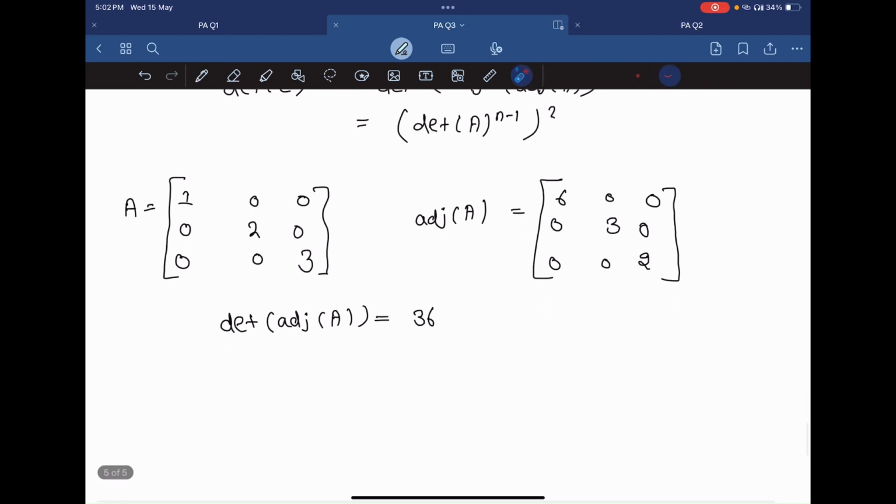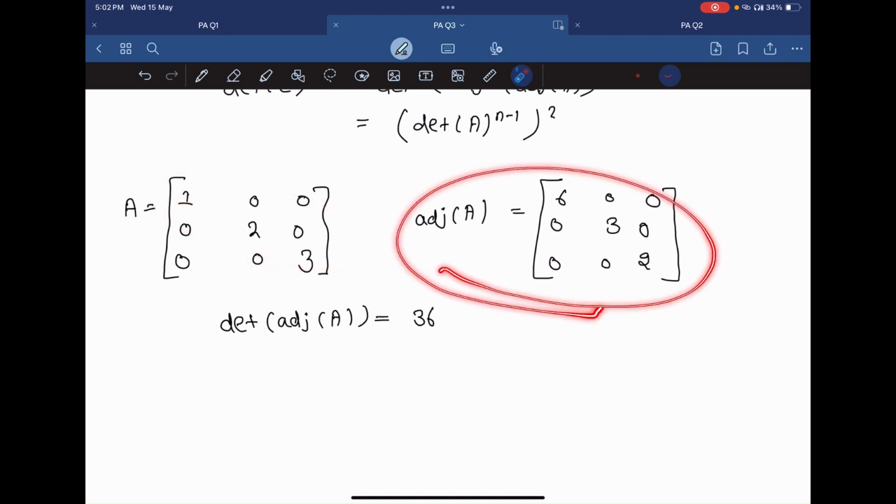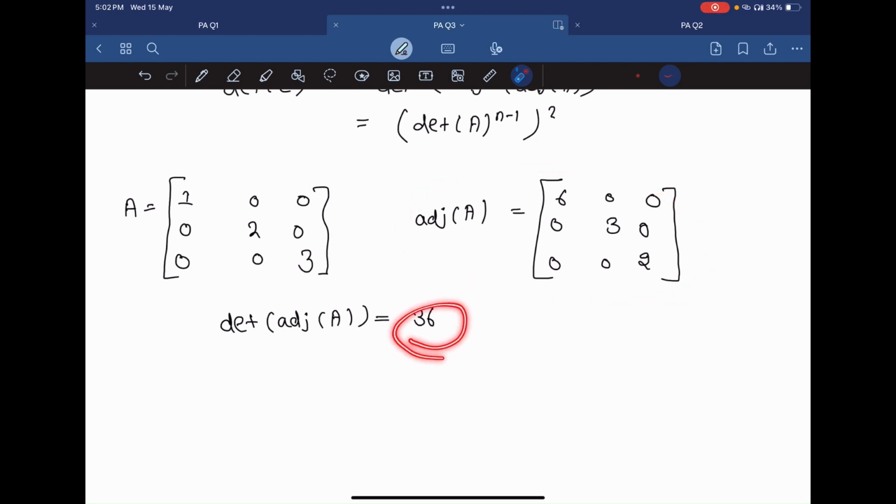While what was our determinant of A? Determinant of A was 6. As it is also a diagonal matrix, the product of its diagonal entries will give us the determinant. So determinant of A is 6. Determinant of adjugate of A is 36, that is 6 square. That is determinant of A power n minus 1. Now A is our 3 cross 3 matrix, so it would be determinant of A square, that is 36. So that is the correct result.